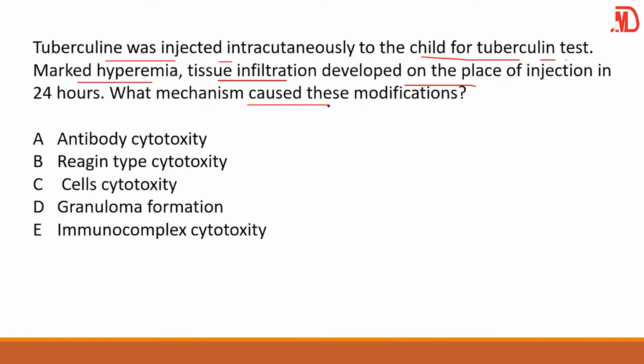Then we have multiple sclerosis. Then we have tuberculin injection. So what type of hypersensitivity is tuberculin injection? Of course, type 4, also known as delayed, also known as cell-mediated cytotoxicity. And therefore, your answer is C. Great.